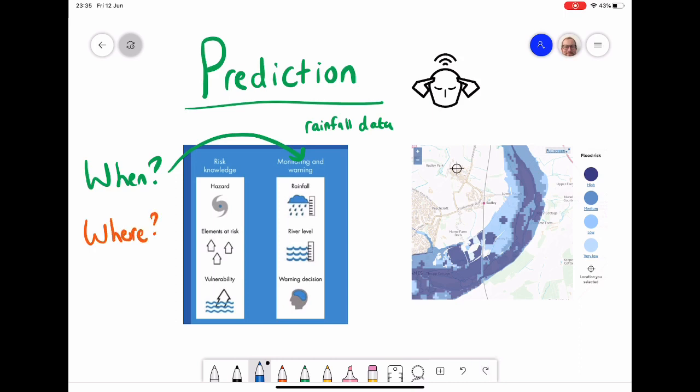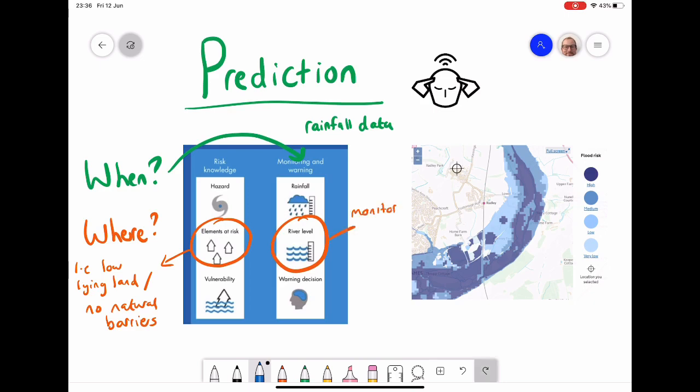We'd also need to know where the areas were most at risk. So you might have areas that are incredibly low lying, which would be more at risk, or places that don't have natural barriers. But these would be areas we need to focus on because they are more likely to flood. We'd also need to be monitoring rivers which had flooded in the past and therefore were likely to flood, as this would give us a better indication of if they would flood again.